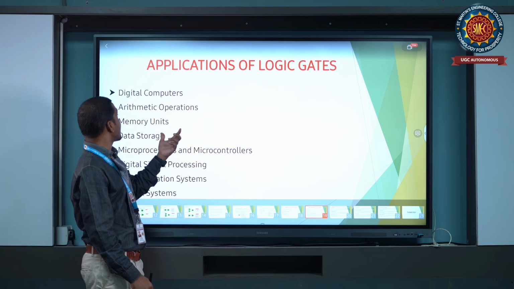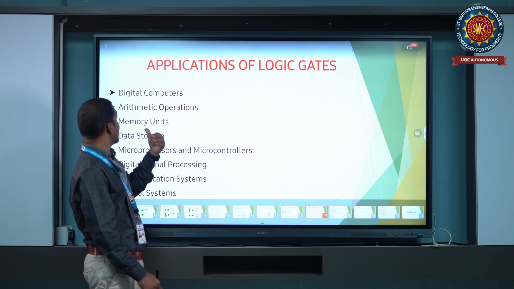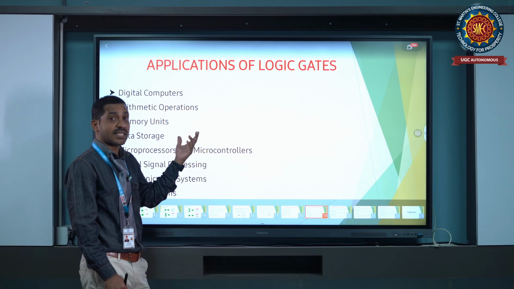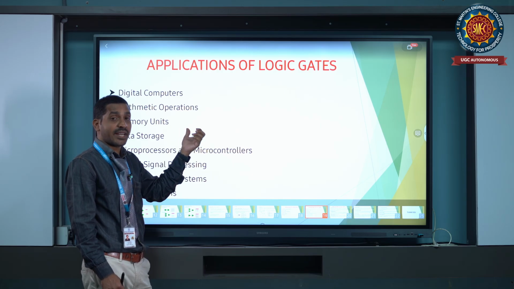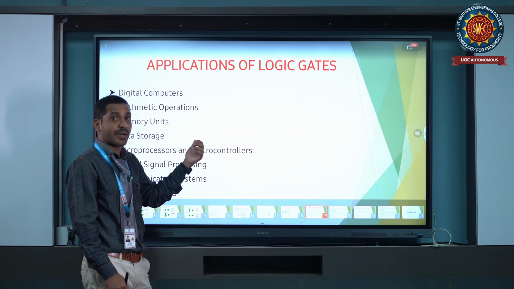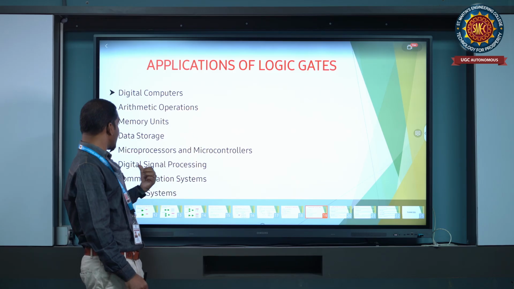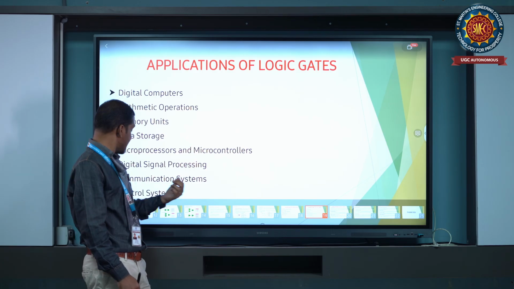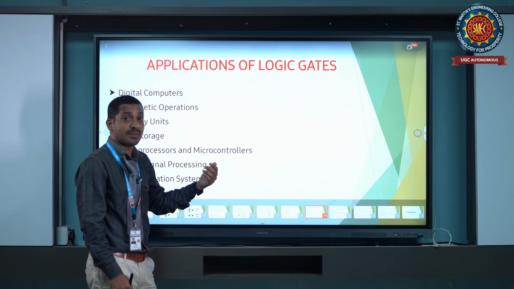Applications of logic gates: digital computers, arithmetic and logical operations, security purposes, digital signal processing, communication systems and control systems.